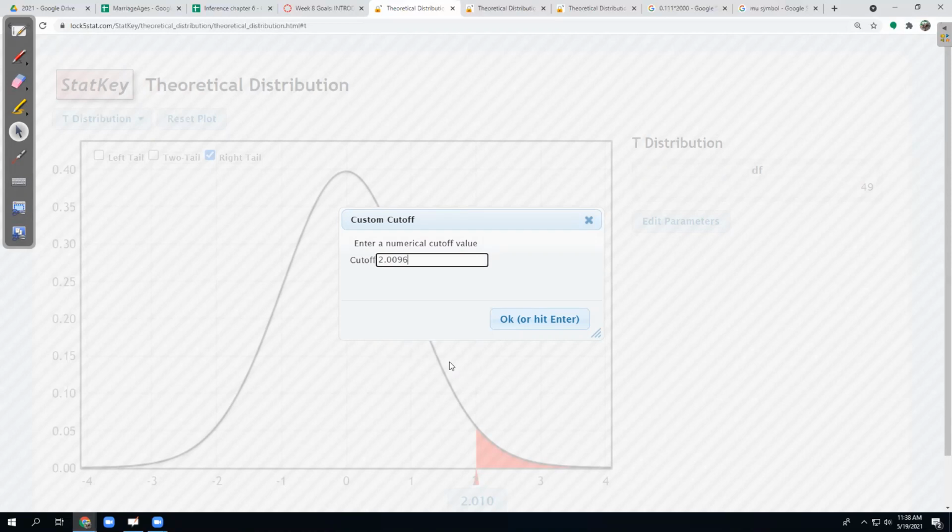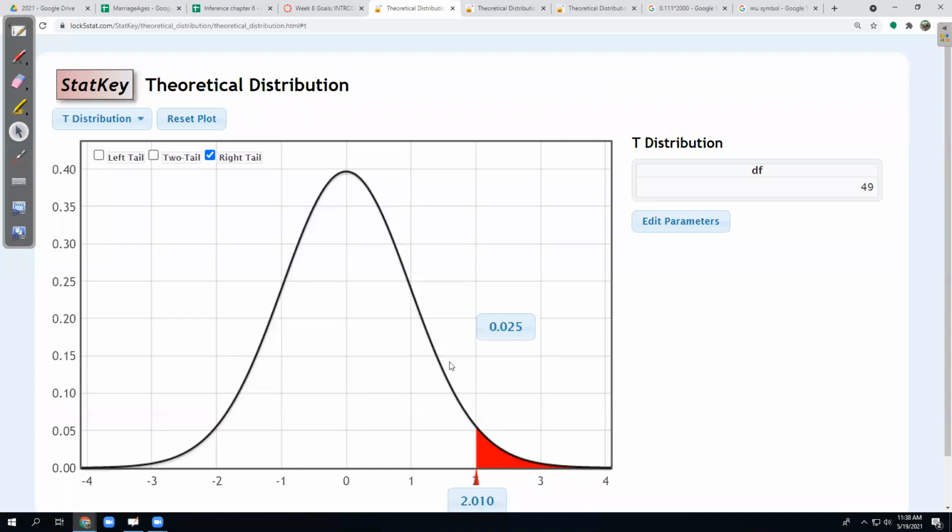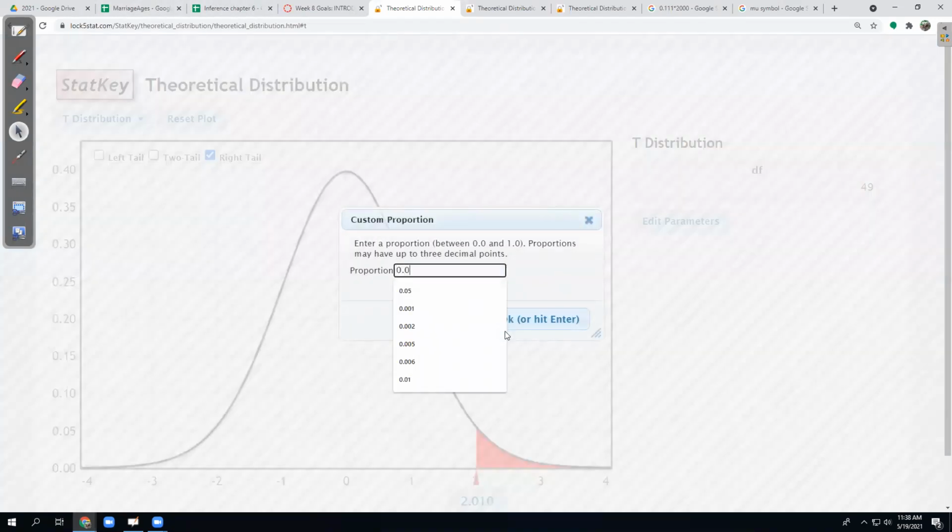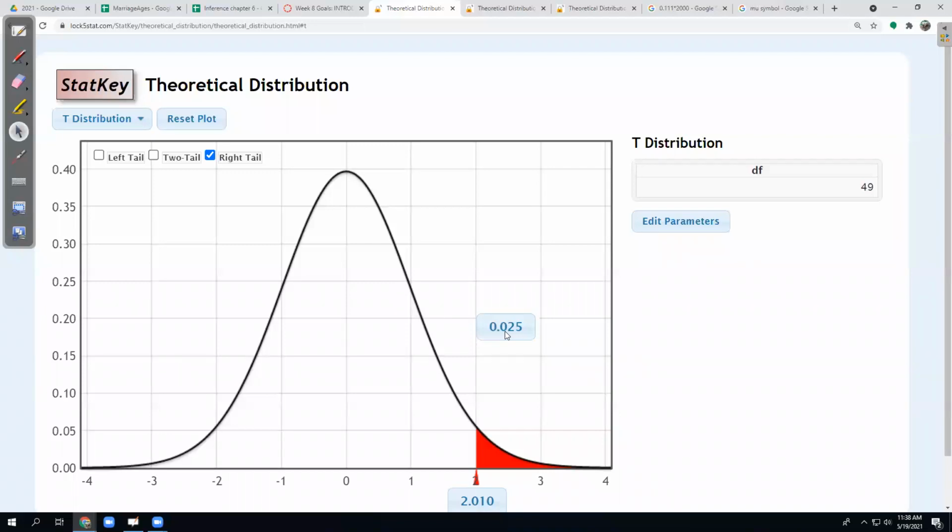Why am I doing this? I don't know. Yeah, so there's my 2.5% in the tail. So StatKey agrees. Otherwise, I can go up here and type 0.025 in the tail, and StatKey comes back with a rounded version of that number to 3 decimal places.